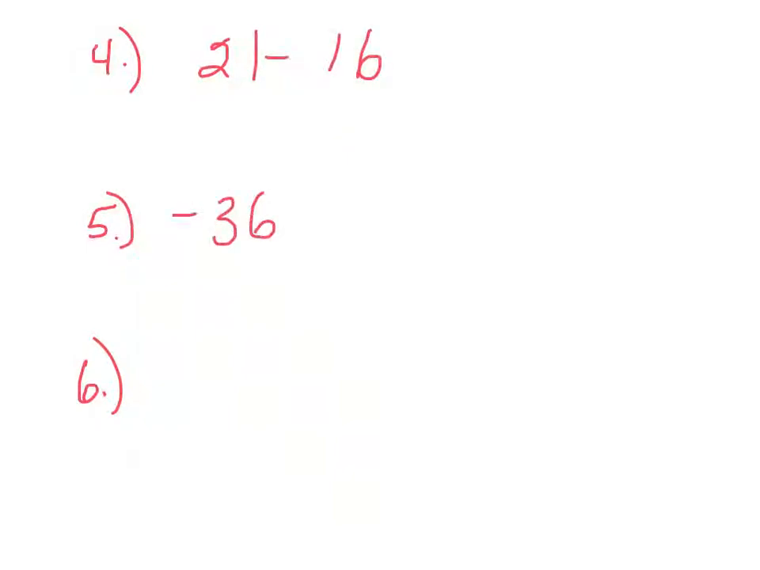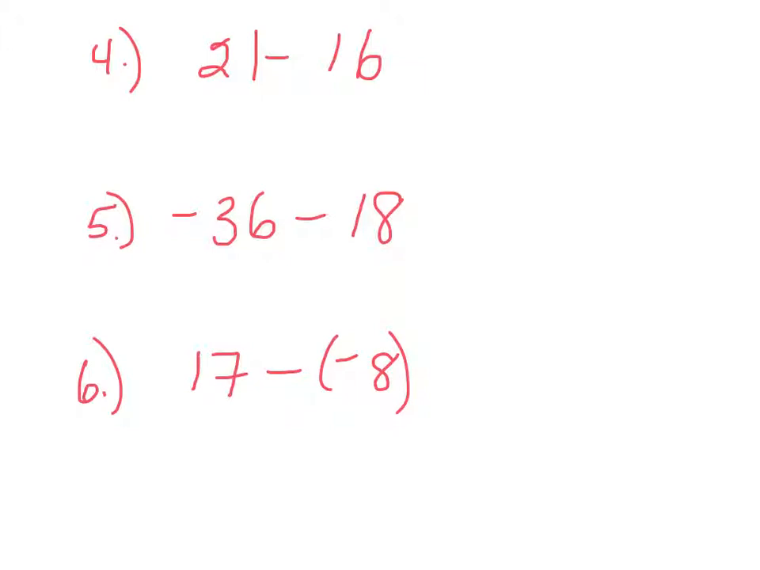Alright, I'm going to try 3 more, or you're going to try 3 more. If you weren't brave enough last time to hit pause after you copied them down, try it this time. Just give it a whirl. Alright, we'll do 21 minus 16. We'll do negative 36 minus, I don't know, 18. And then let's try 17 minus negative 8. I don't know, any number, I guess. Alright, so hit pause, give it a whirl, come back and hit play.